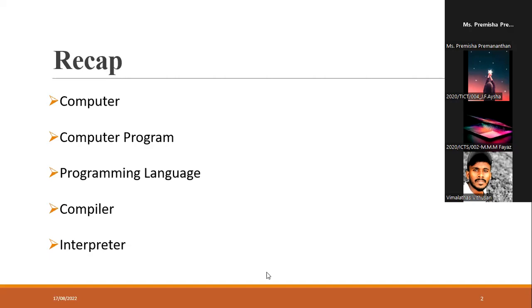But when it comes to giving an output first, which one gives the output first? Interpreter, but that is not the full output. If a question asks whether compiler or interpreter gives the output first, then you can answer interpreter. And high level languages mostly use which, compiler or interpreter? Compiler. Yes, very good. So these are the things we have discussed so far.